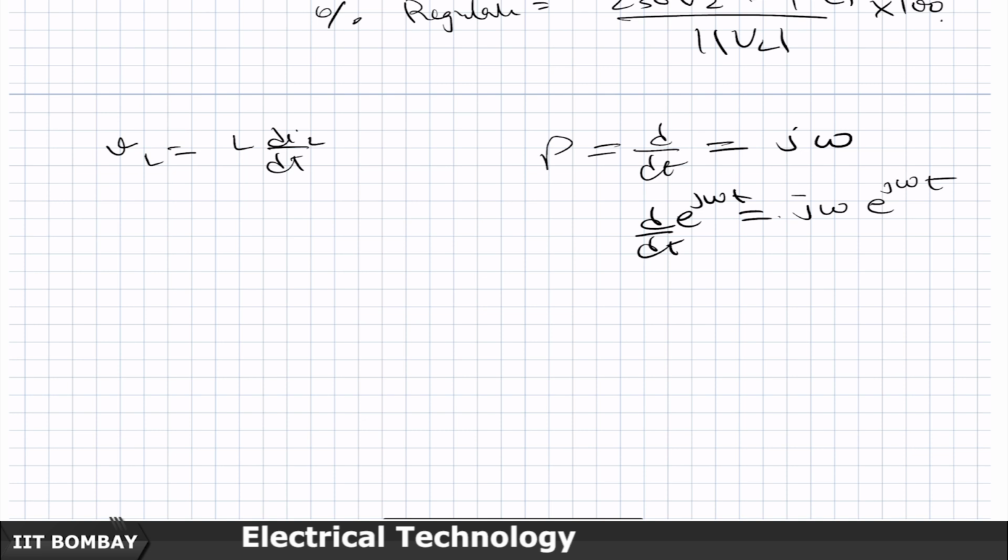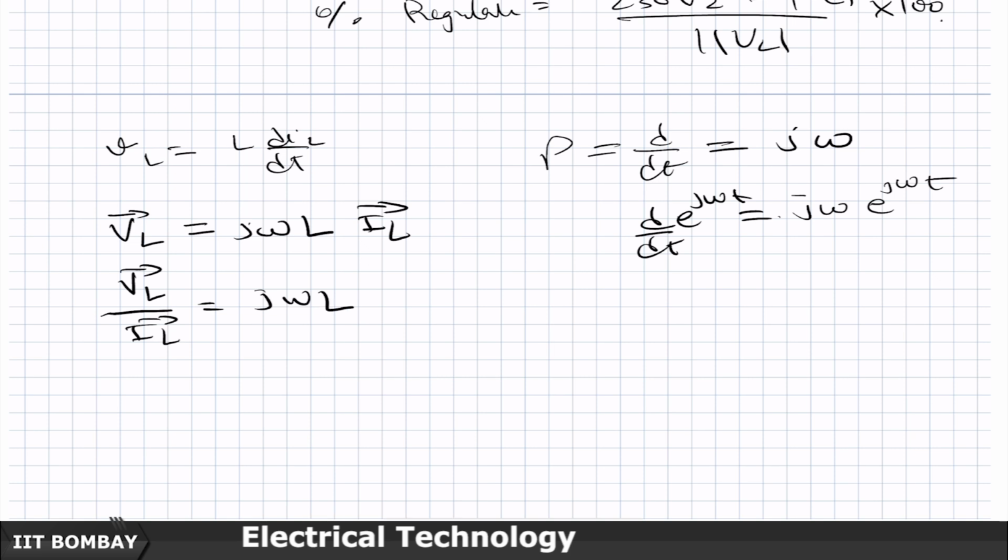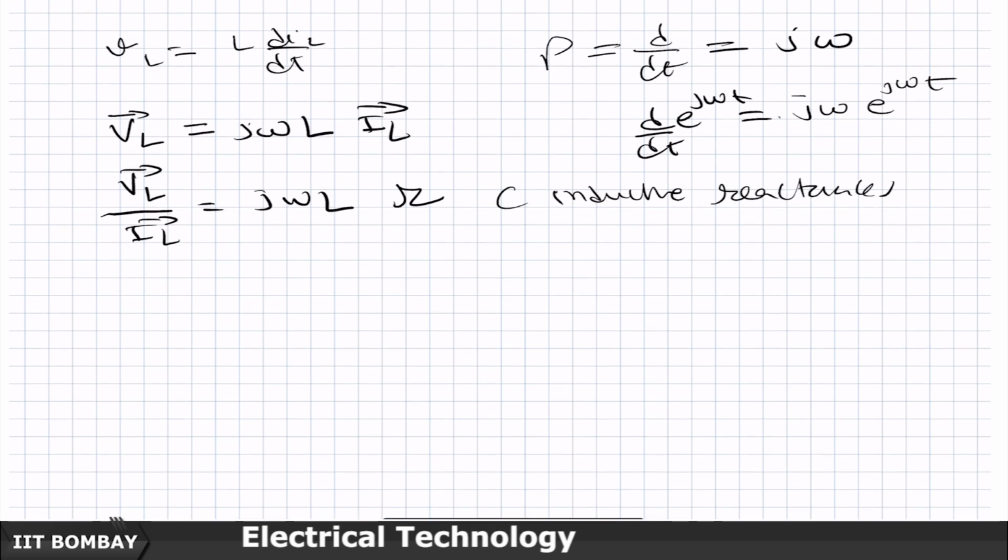So, radians per second. Therefore, the moment you talk with complex exponentials or sinusoids, you are dealing with phasors. So, VL phasor is j omega L IL. In other words, what we are saying is the ratio of voltage to current, the unit being ohms, is the inductive reactance. Similarly, for a capacitor, our equation is IC is equal to C dVc by dt.